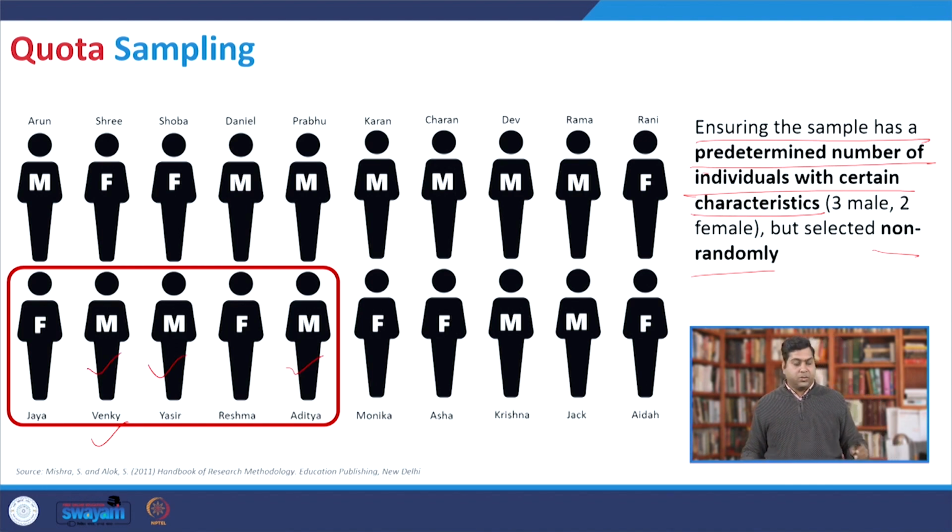So quota sampling is sometimes used where you want to capture some characteristics within the sample. Here you are looking at homogeneity in the group. If you want to capture a particular quota, you divide your entire population into different segments, and from each segment you pick one respondent or a group of respondents which can represent it. So here also we measure homogeneity and heterogeneity within the sample.